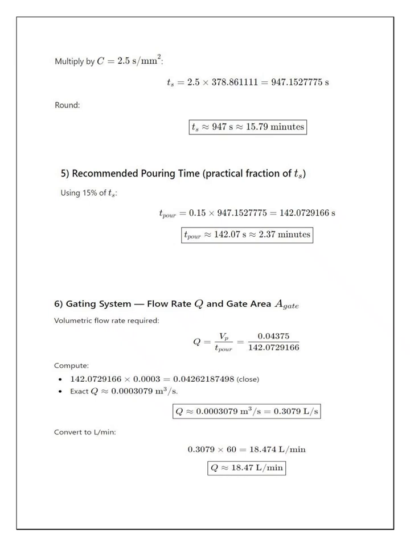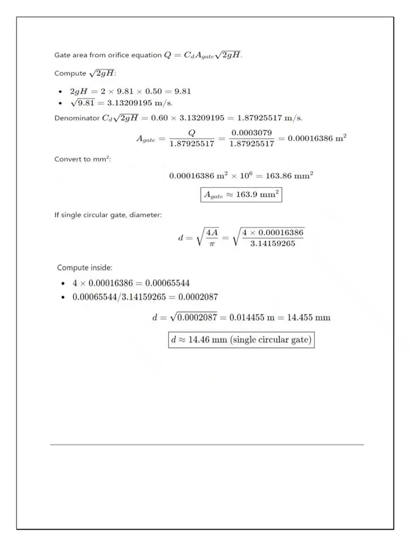Then Chvorinov's rule for solidification time: T solidification is equal to 0.15 into 947. For the gating system flow rate, we can use the formula Q equal to Vp divided by the pouring time, so we get Q equal to 18.47 liters per minute.